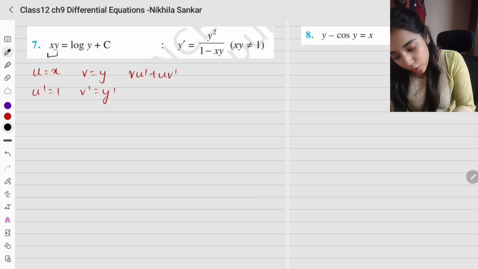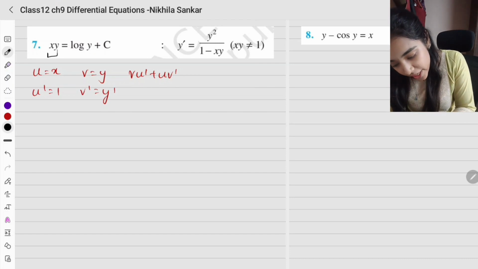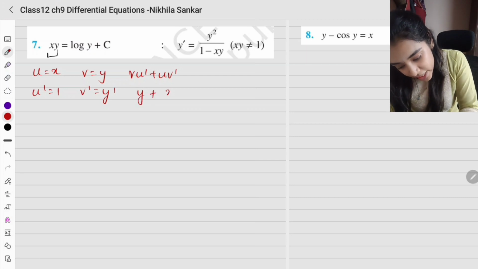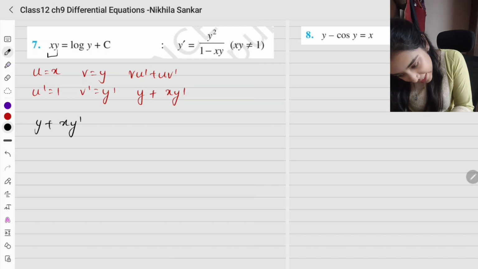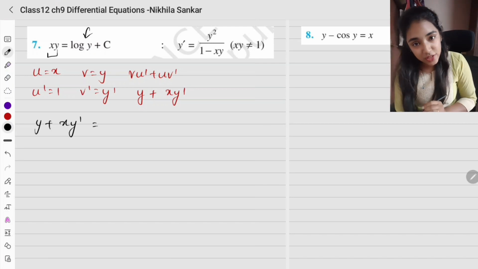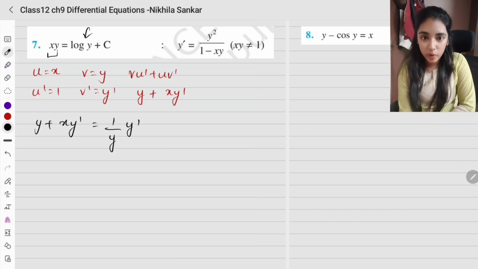In the formula, so now I have differentiating on both sides. The LHS becomes vu dash, which is y times 1 plus uv dash is going to be xy dash. If I substitute panna, I'll have y plus xy dash equals, when I differentiate the RHS, log y over derivative in y 1 divided by y, but I again have dy by dx. So it is going to be y dash.